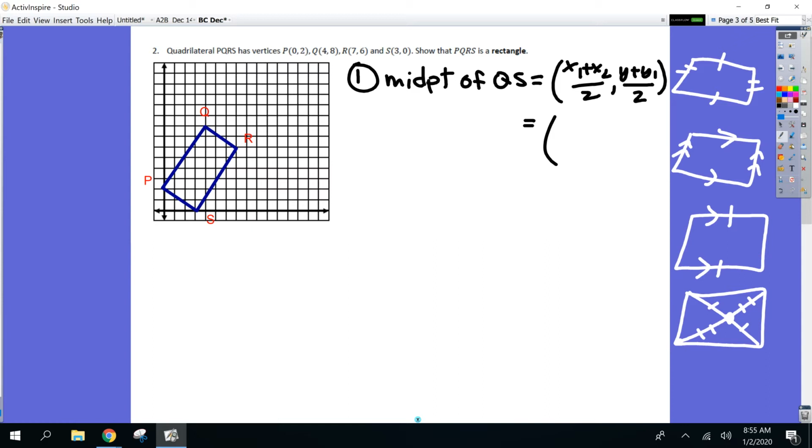That's what I was thinking. 4 and 3, so 4 plus 3 divided by 2. And what about the y coordinates? 8 plus 0 divided by 2. And you guys, hey, listen.